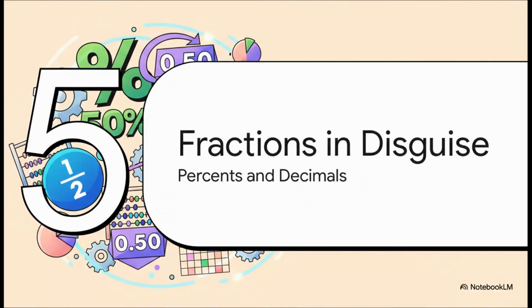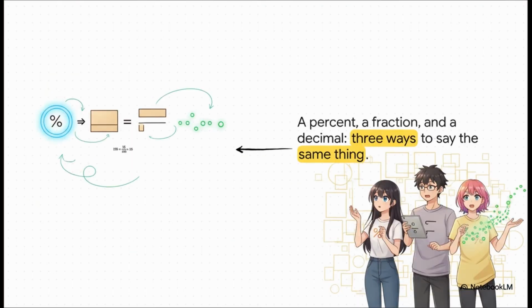So for our final stop, let's talk about where else you see fractions, because you use them all the time, probably without even realizing it. They just like to wear disguises, and their favorite disguises are percents and decimals. Check this out. The term percent literally means per 100. So when you see something like 15%, it's just a fancy way of saying 15 per 100, or the fraction 15 over 100. And if you type 15 divided by 100 into a calculator, what do you get? 0.15. A percent, a fraction, a decimal, they are all just different outfits for the very same number.